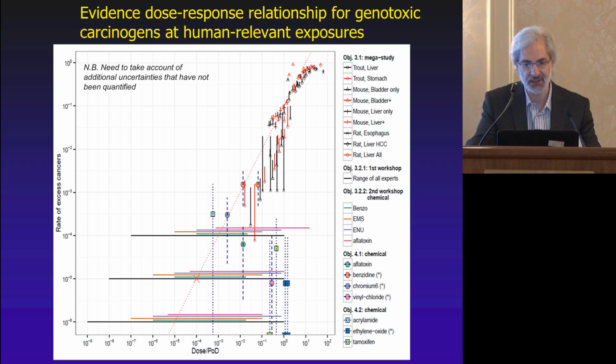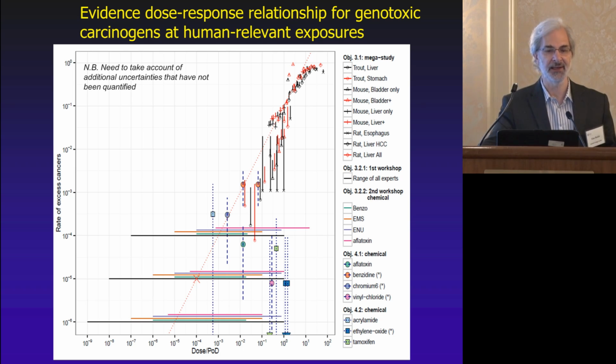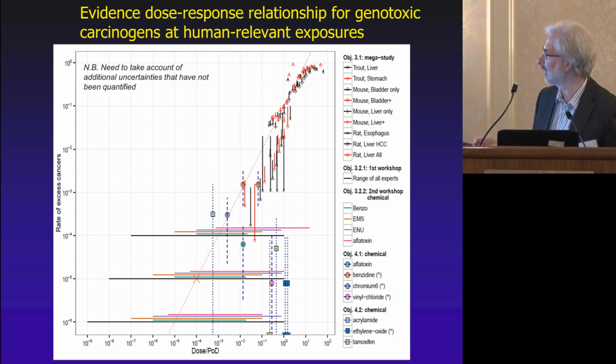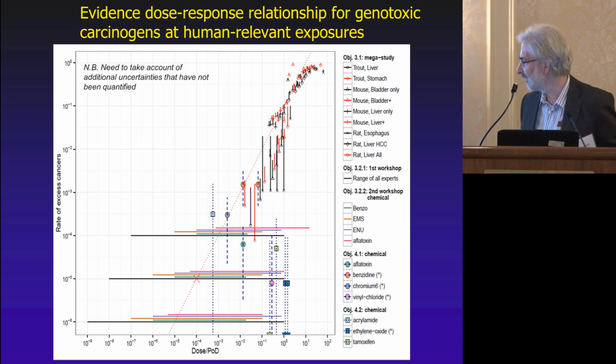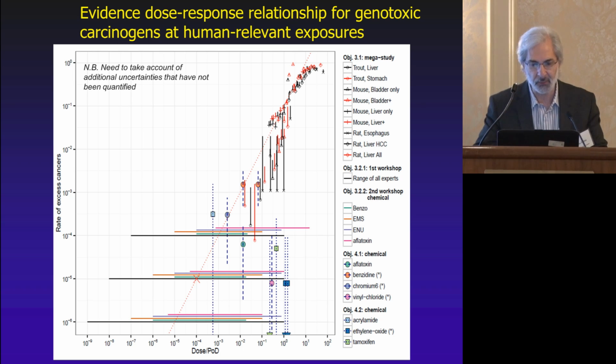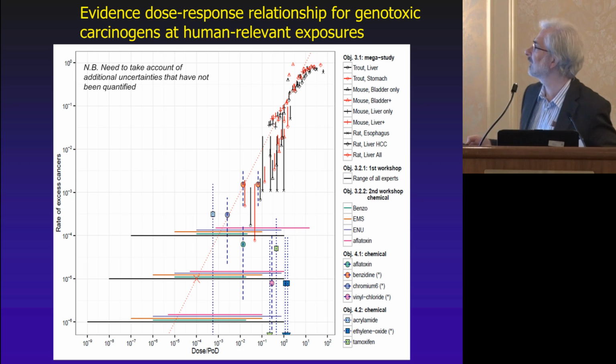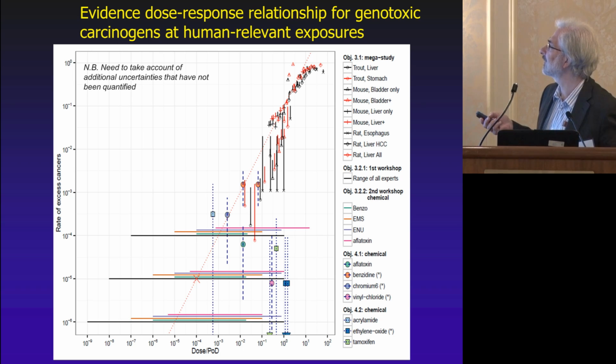So we synthesized these 5 lines of evidence. And there were the 3 mega studies, which we reanalyzed. And we used a way of expressing the data, which is the ratio of the rate of excess cancer versus the dose POD ratio. And that was to scale everything in exactly the same way. And up here we have the 3 studies in rat, mouse, and trout.